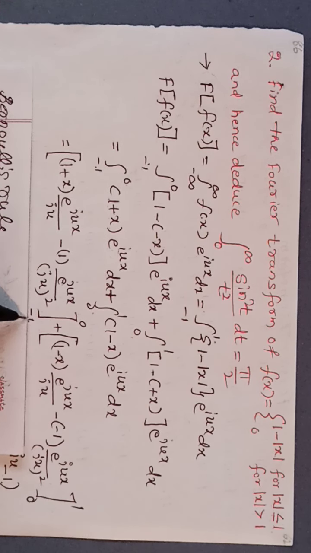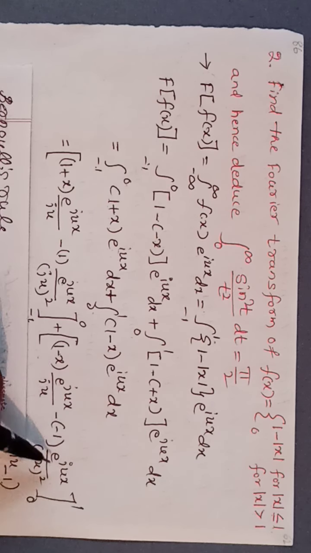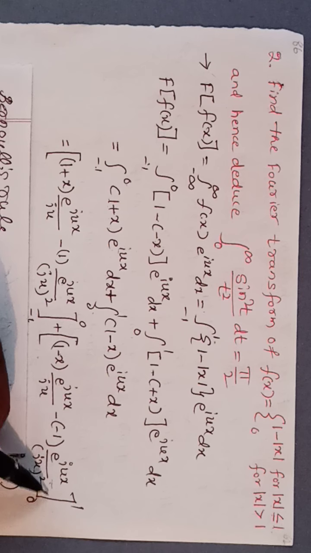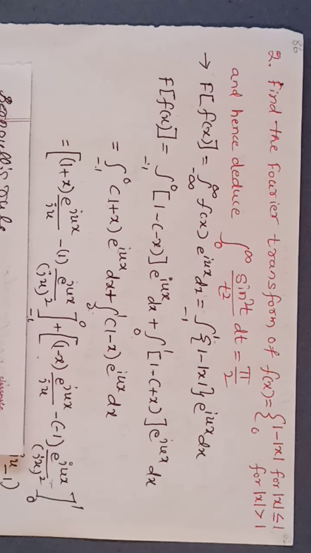So we put the limit minus 1 to 0, plus this time again the same Bernoulli's rule: 1 minus x times e raised to iux divided by iu. Next minus the differentiation of this term, which is minus 1, times e raised to iux divided by iu squared, and the limit. The next term is plus 0, no need to write. So the limit is 0 to 1.